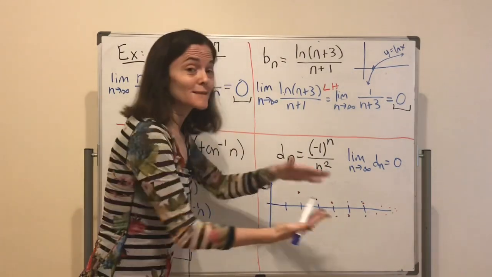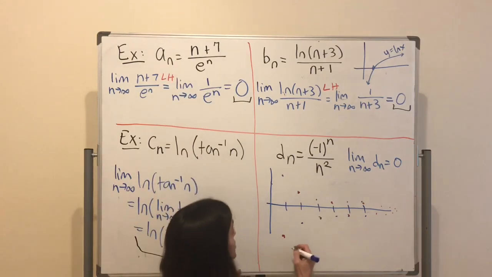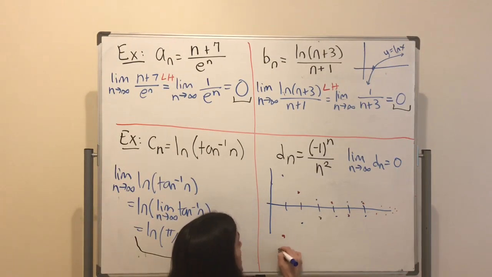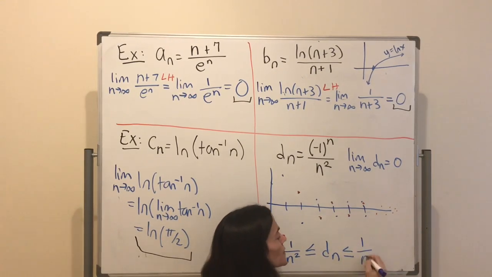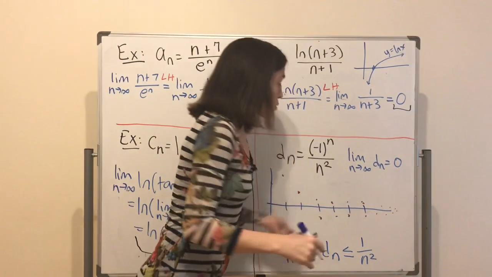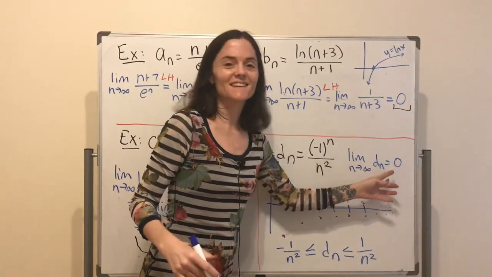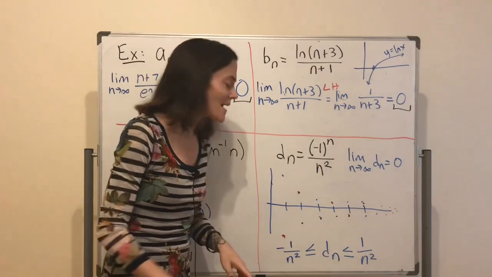You see we're actually squeezing this. So you can argue this if you wanted to by saying that negative 1 over n squared is less than or equal to d_n is less than or equal to 1 over n squared. And then this goes to 0, this goes to 0, and then the Squeeze theorem will tell you that this goes to 0. In fact, we could see what's happening on the graph.